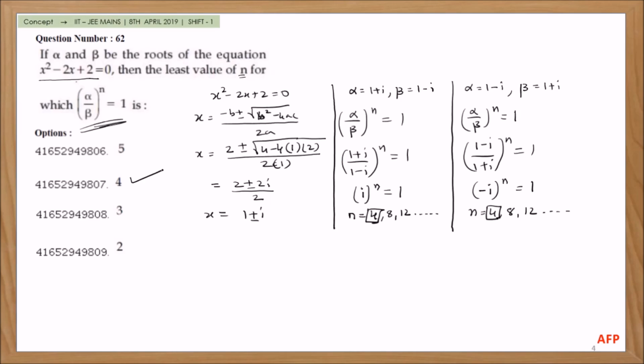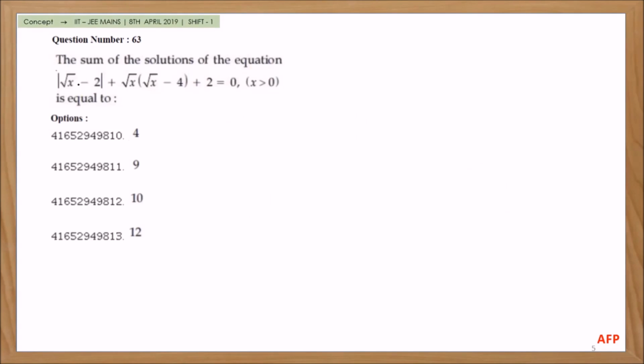So option 2 follows. Next problem: the sum of the solutions of the equation. This is the equation that is given. Since a modulus is given, we will get two cases. In the first case, we will write square root of x is greater than 2. When square root of x is greater than 2, the modulus will become a positive sign. The rest of the things we will write as they are.